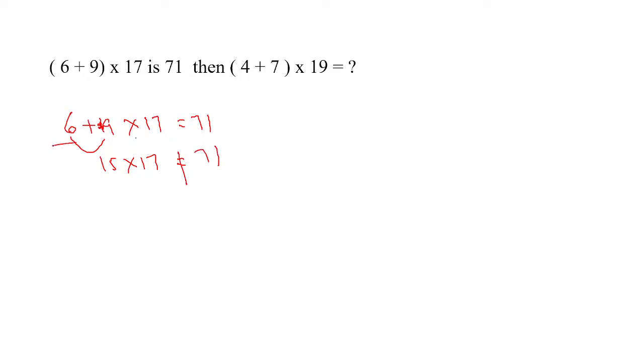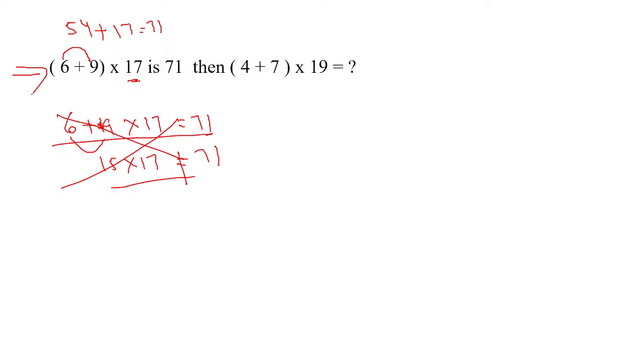That means they are not doing simple mathematical operations here. What they are trying to do, just observe carefully. 6 into 9, 54, plus 17. 54 plus 17 is nothing but 71. That's why you can conclude that they are not doing mathematical operations. It is a puzzle based question. If you want to solve a puzzle, just try to think creatively instead of bluffing.